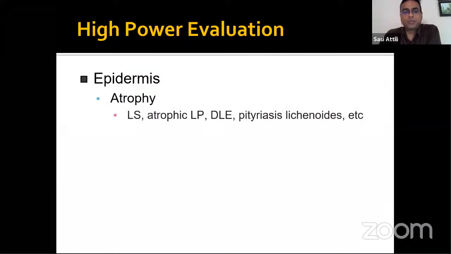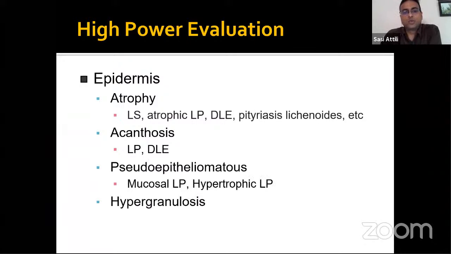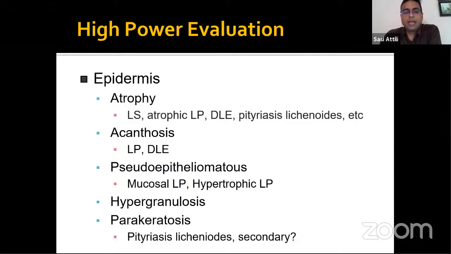All right. So in the epidermis, what we're looking for in higher power: atrophy, the presence of acanthosis, pseudoepitheliomatous hyperplasia, often seen in hypertrophic LP but also in mucosal LP, and hypergranulosis. Hypergranulosis, however, is not a specific feature. Please don't look at it and try to narrow down your diagnosis, because hypergranulosis may or may not be present in lichen planus.